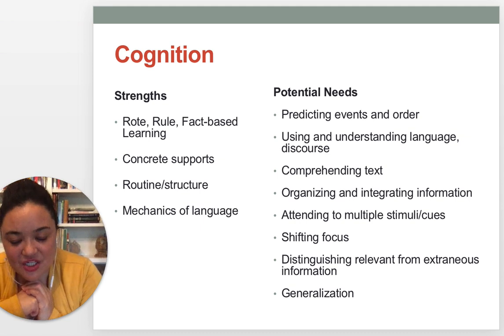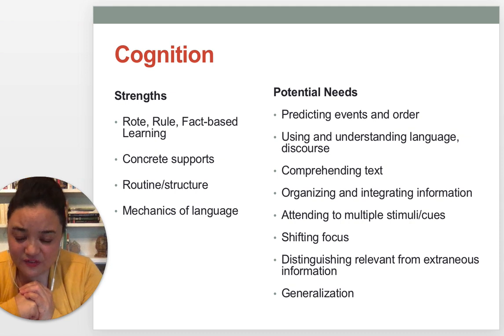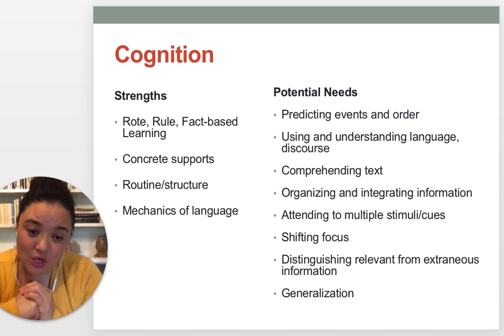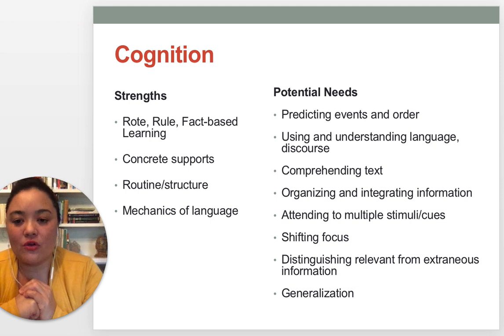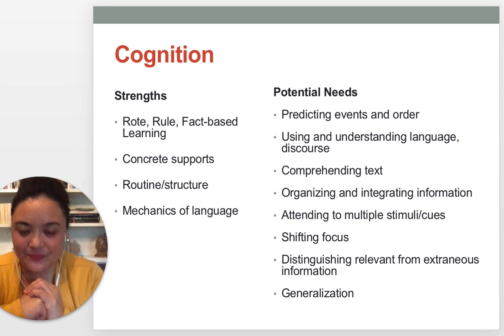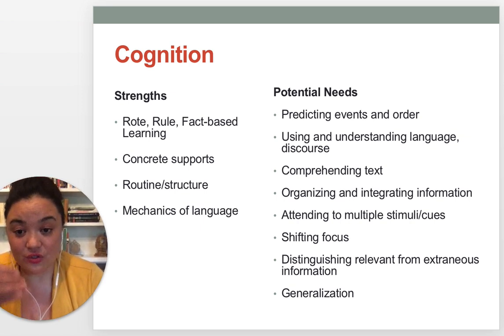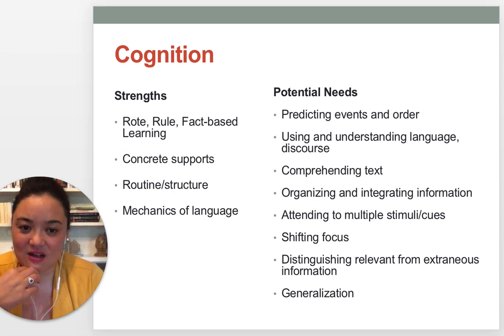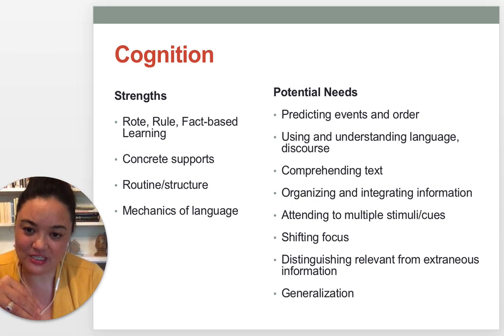And finally, generalization. This is an issue for a lot of individuals with autism, but also individuals with severe disabilities broadly: they have difficulty generalizing the skills that they learn in one setting or situation to other settings. So they can do it at school, but they're not doing it at home. Or they'll do it for one teacher, but not for another teacher. Those are issues around generalization that, fortunately, we know how to address through teaching. But these are general potential needs that we will need to be aware of as educators so that we are able to support and teach our students more effectively.